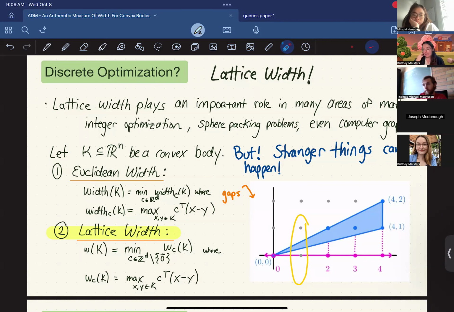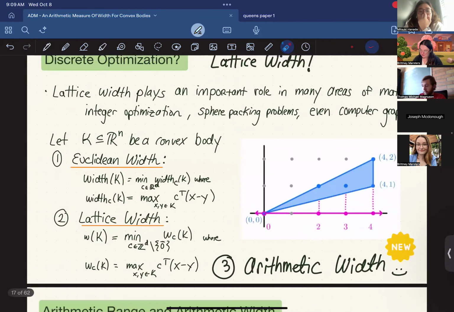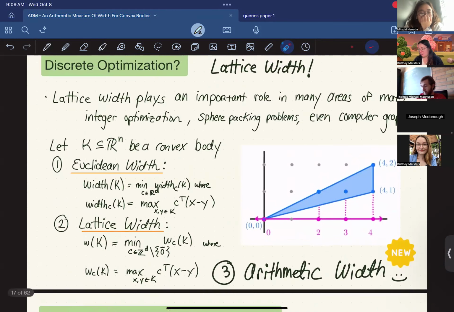And so what we did is we cooked up an invariant called arithmetic width that's designed to think through these gaps a little more carefully. Okay, and so that's what I'm going to talk to you about today. This is a new construction. There is a similar construction from the toric variety people, but it's not quite the same.